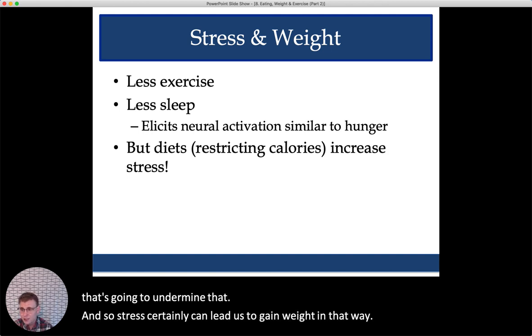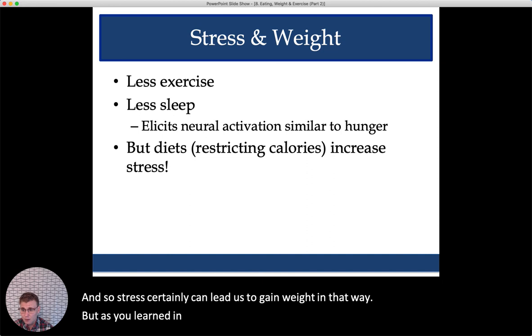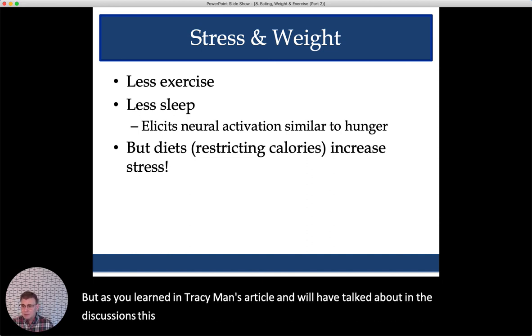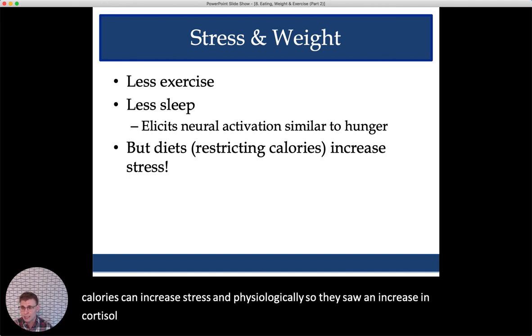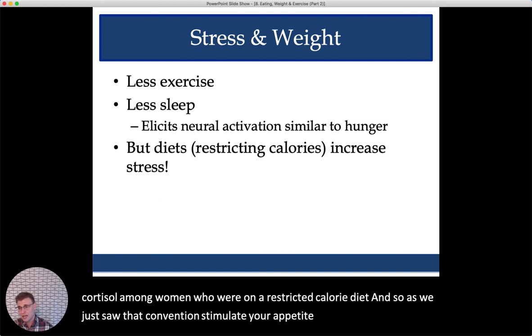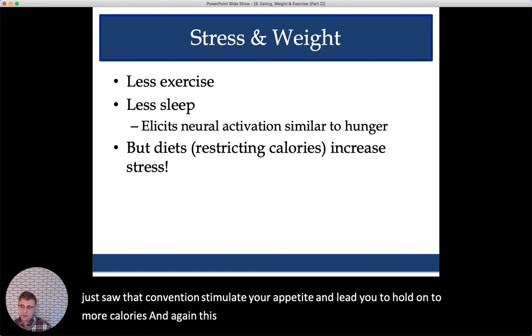But as you learned in Tracy Mann's article, and as we'll have talked about in the discussions this week, diets themselves and just the fact of restricting calories can increase stress. And physiologically so, they saw an increase in cortisol among women who were on a restricted calorie diet. And so, as we just saw, that can then stimulate your appetite and lead you to hold on to more calories. And again, this would have been adaptive in many circumstances, right?